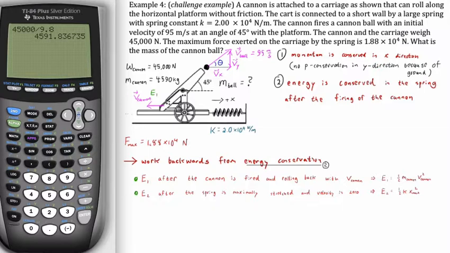Okay, so let's just do that. Just trying to show a dotted line to kind of show that the carriage continues to move backwards, and that's going to result in some second energy state. And it's also worth pointing out, this is energy conservation of the cannon spring system.